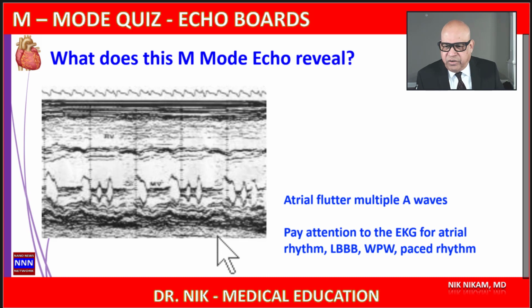Take a look at this tracing. Instead of seeing one A wave, we see multiple A waves. When we see something like this, we would be concerned about cardiac arrhythmia. Whenever you are concerned about an irregular pattern on the M-mode echocardiogram, try to look for other clues. And one of the other clues in this particular tracing is the electrocardiogram. And if you look at the electrocardiogram, here we see atrial flutter waves, and that helps us to identify atrial flutter.